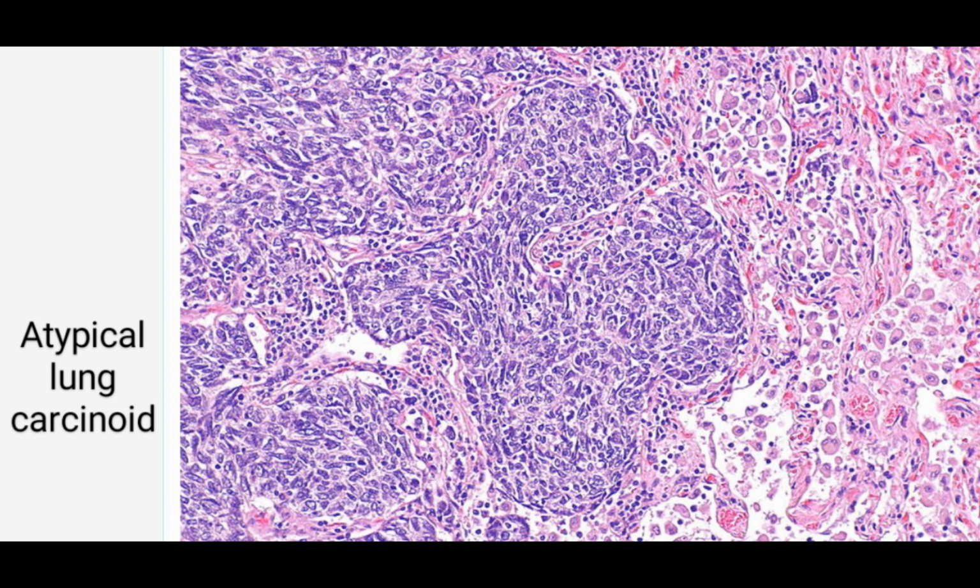Then the next image is of atypical lung carcinoid. How will we differentiate between atypical and typical lung carcinoid? It will be on the basis of the history. In the question, it will be given how many mitoses there are. If there are more than two mitoses and necrosis is present, then it is atypical carcinoid.